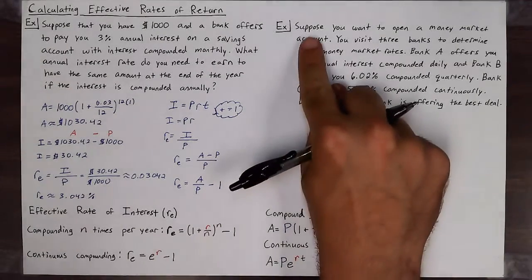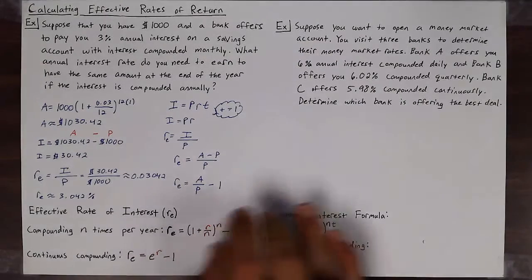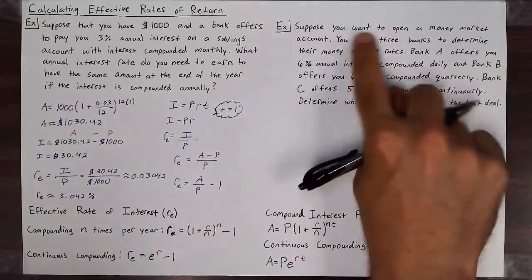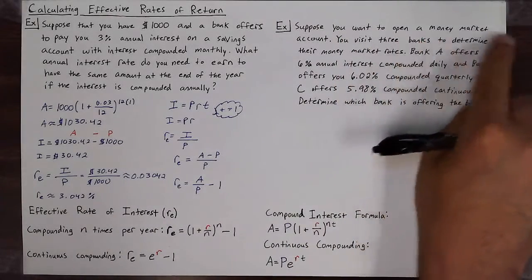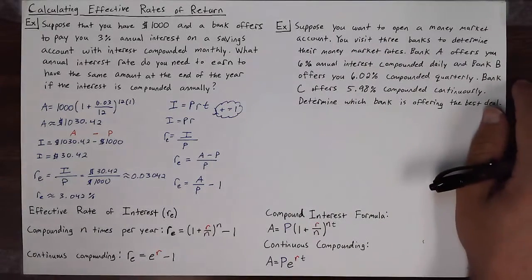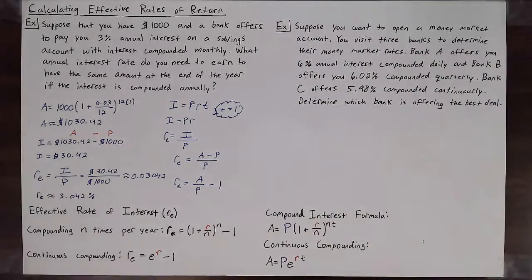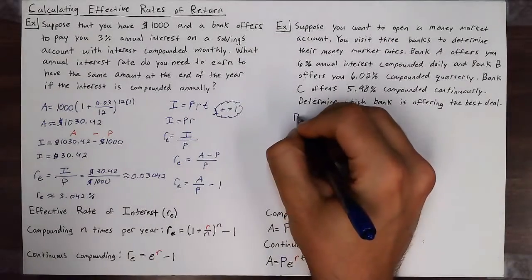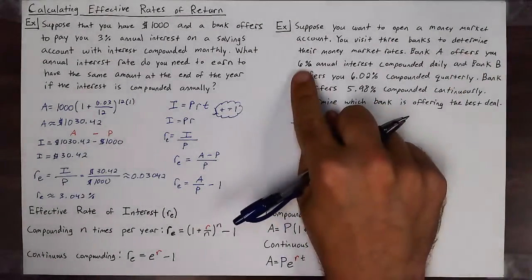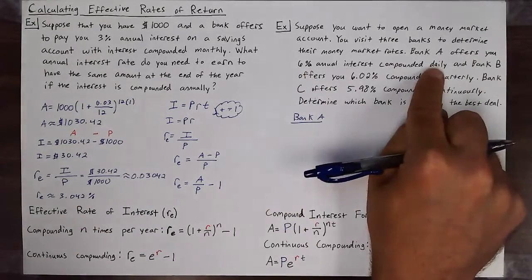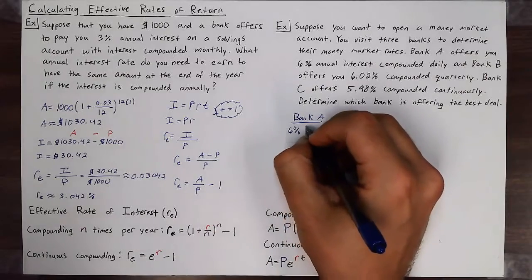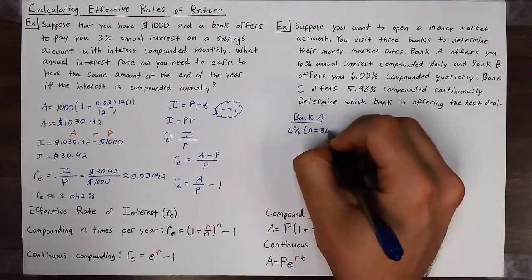So let's look at this next problem. We're actually going to use this technique to figure out which deal with which bank would be best for us. So suppose you want to open a money market account. You visit 3 banks to determine their money market rates. Bank A, which I'll write down here to keep track, offers you 6% annual interest compounded daily. So 6% compounded daily, which would be 365 days in the year.